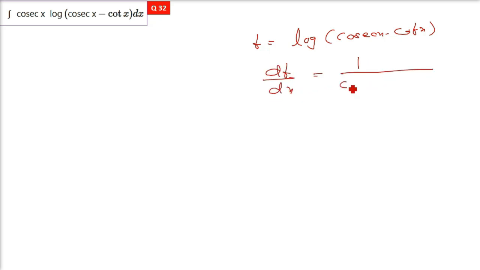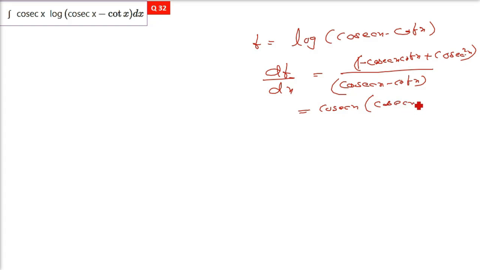So 1 by cosec x minus cot x, and then the differentiation of cosec x minus cot x. It will be minus cosec square x, cot x is minus cosec x cot x. This cosec x will be cosec x cot x, and cot x will be minus cosec square x. So minus minus will become positive. So this cosec square x you can bring in front, minus cosec x cot x you can take out as the second term.